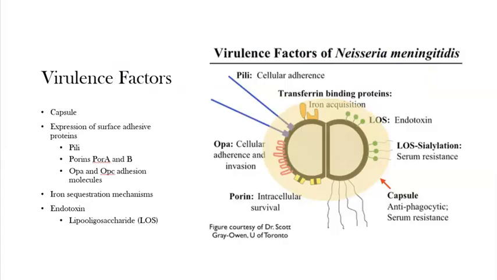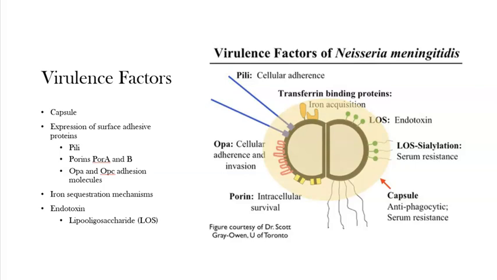Next, we're going to talk about virulence factors. It has a few virulence factors that contribute to its pathogenesis. It has a capsule, which helps protect it while it's moving through the bloodstream, and it also helps protect it from phagocytosis, which is a big one.